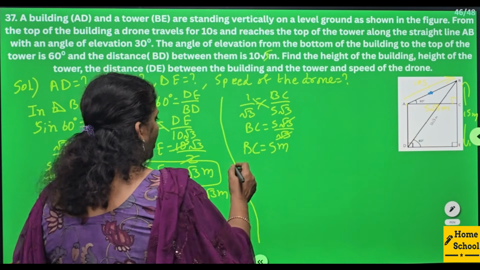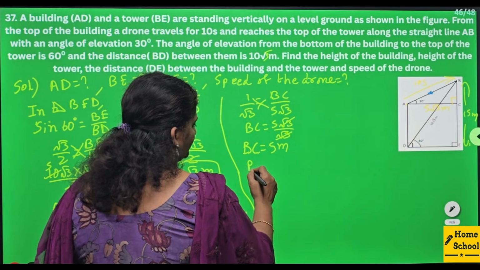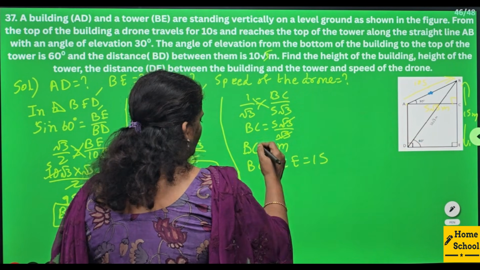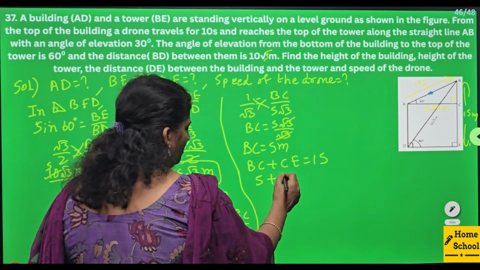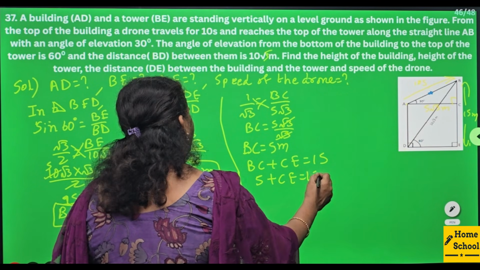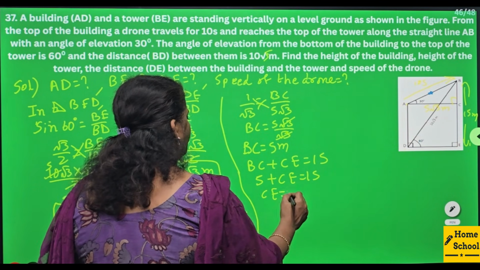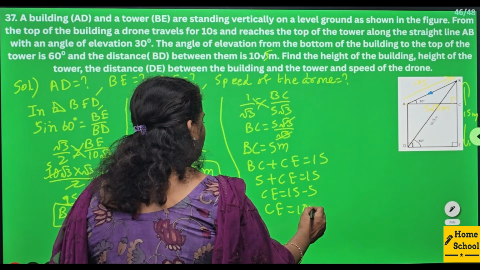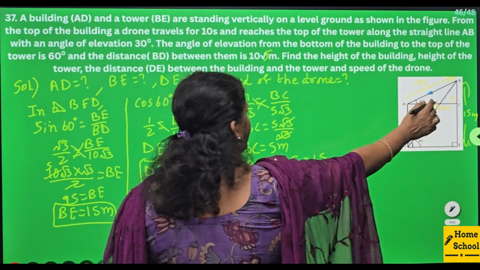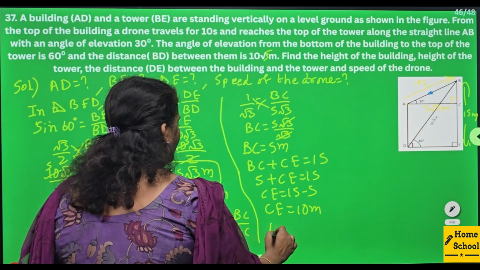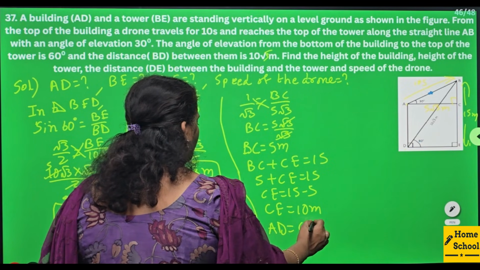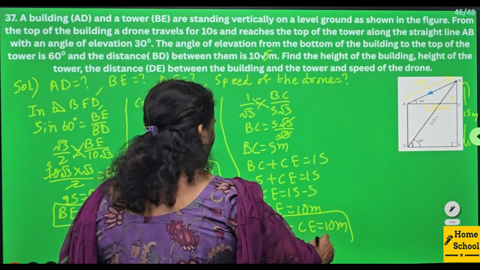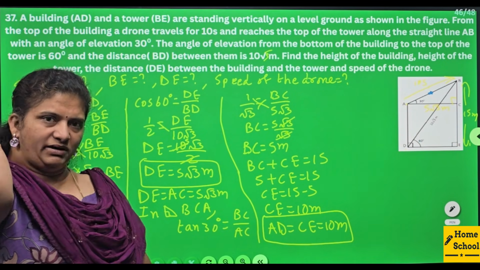Then how will you write this? We are going to write like this. BC plus CE is equal to 15. We got BC as 5. 5 plus CE is equal to 15. CE is equal to 15 minus 5. That is CE is equal to 10 meters. So CE is 10 meters, which means automatically we can write AD is also equal to CE, that is equal to 10 meters. Therefore, the height of the building is 10 meters.